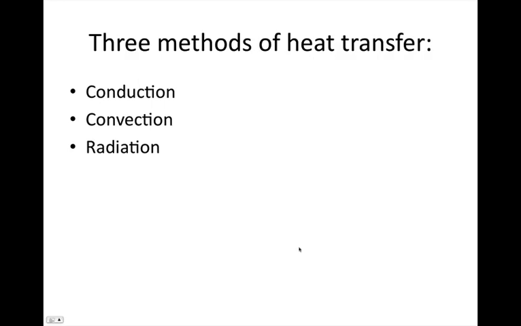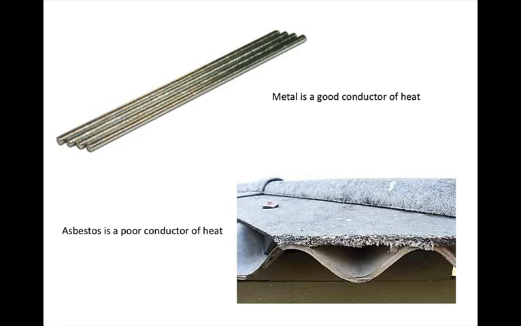Now there are 3 main methods for transferring heat from one body to another. We've got conduction, we've got convection, and we've got radiation. In this lecture we're going to be looking at these in a bit more detail. As you are probably aware, metal is a very good conductor of heat. If you touch a cold piece of metal, it feels very cold as it's transferring heat away from your fingers. Asbestos, on the other hand, was such a popular building material because it's a very poor conductor of heat, so it's a very good insulator for houses and things.